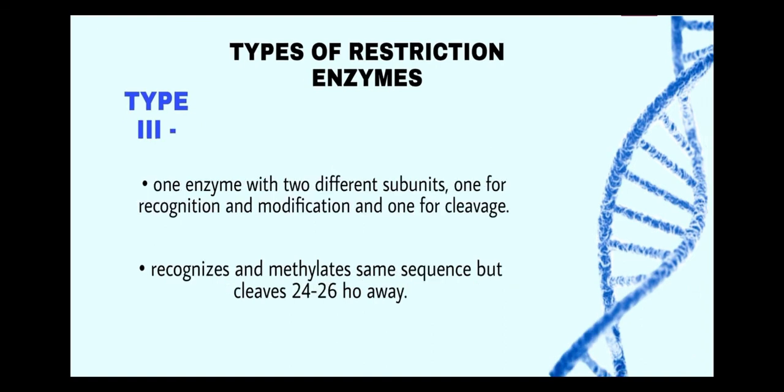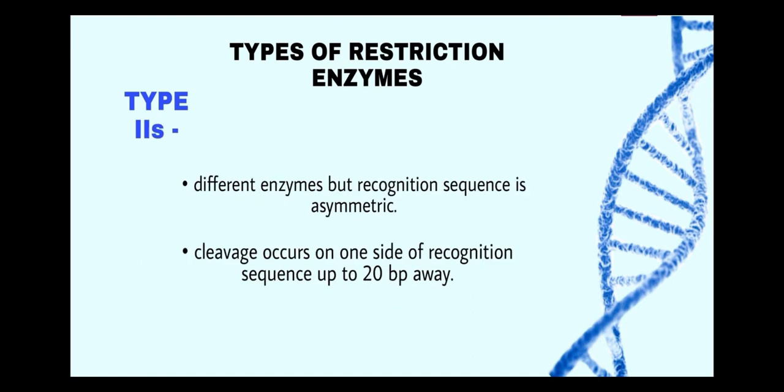Type 3. These enzymes cut the DNA about 24 to 26 base pairs away, and they have two different subunits, one for recognition and modification and another for cleavage. Type 2S. They are somewhat like type 2, but the difference is that they cut the DNA about 20 base pairs away.